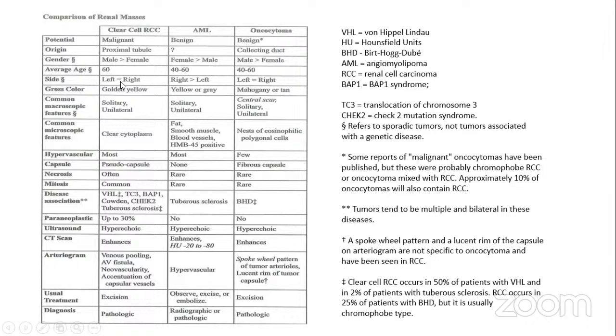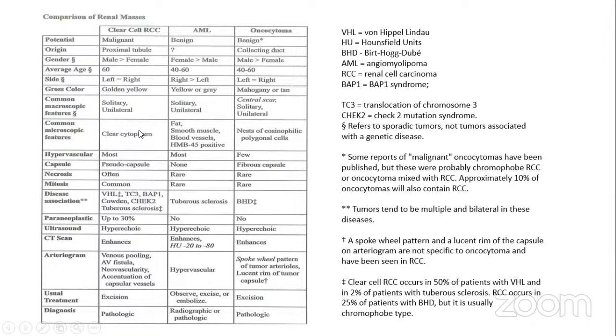Side: left and right equally in clear cell. In angiomyolipoma, right is more common than left, and oncocytoma occurs equally between left and right, as in clear cell cancer. Gross color: golden yellow is clear cell, yellow or yellow-green is angiomyolipoma, and mahogany or tan is oncocytoma. Common macroscopic features: solitary and unilateral, centrally scarred, solitary and unilateral for oncocytoma.